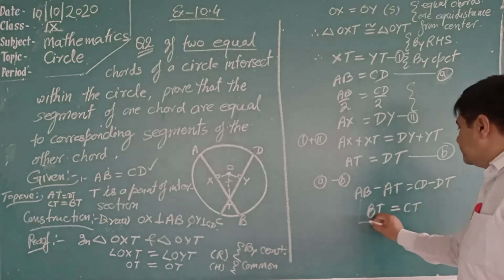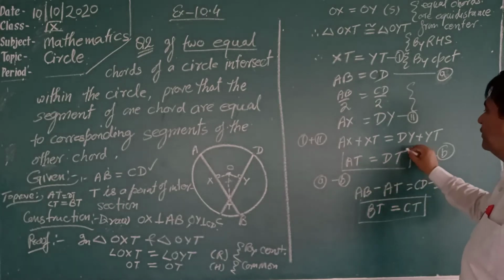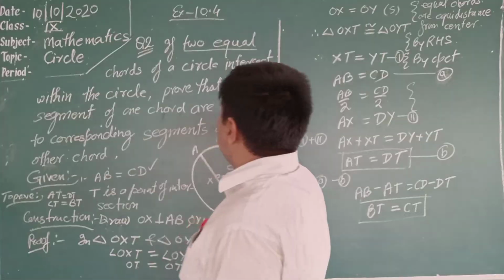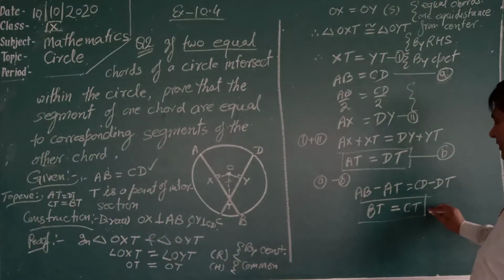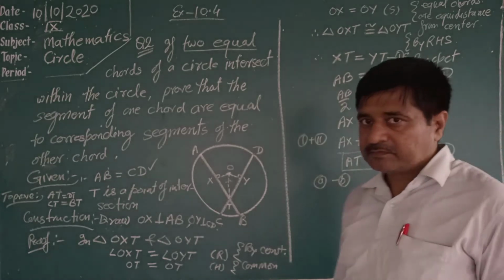So now this part is proved and this part is proved. That means the segments of one chord are equal to the corresponding segments of the other chord. Now it is proved.